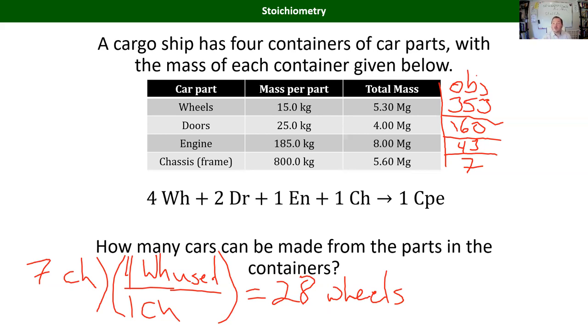So figuring out what's going to run out first and how much product I can make winds up being a really useful application of this idea. It does extend beyond this.